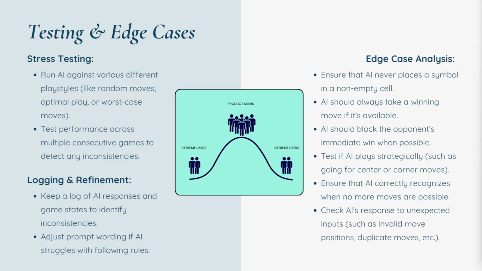So in summary, testing our tic-tac-toe AI requires a combination of automated and manual testing, stress testing to ensure consistency, edge case analysis to catch rare issues, and logging to refine AI behavior over time. By applying these strategies, we can create an AI that plays fairly, follows the rules, and provides a great gaming experience.